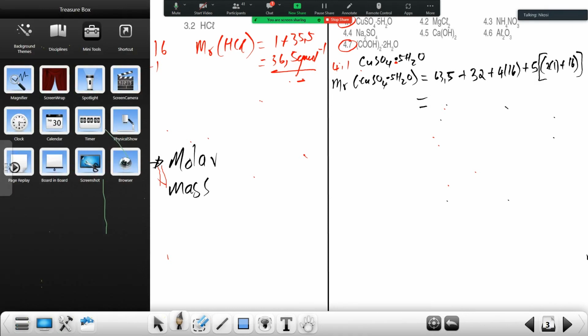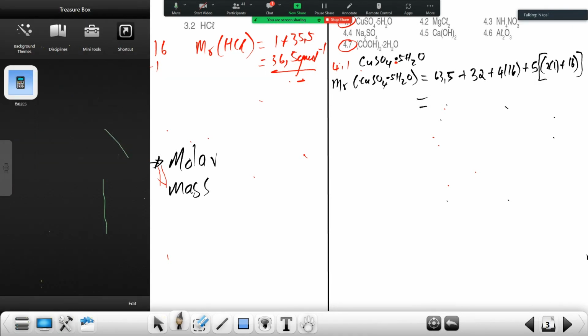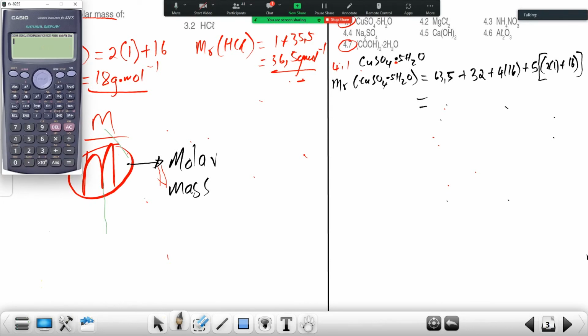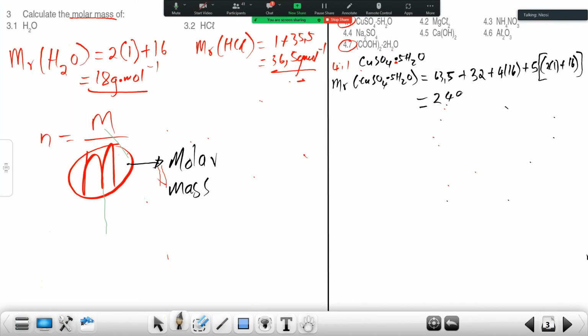But I want to verify that. Let me quickly get my calculator. So it's 63.5 plus now 32 plus now 4 multiplied by 16 plus 5 multiplied by the total there is 18. Remember, we calculated it first, so the answer here should be something like 249.5 grams per mole. That was now the basic one to do.